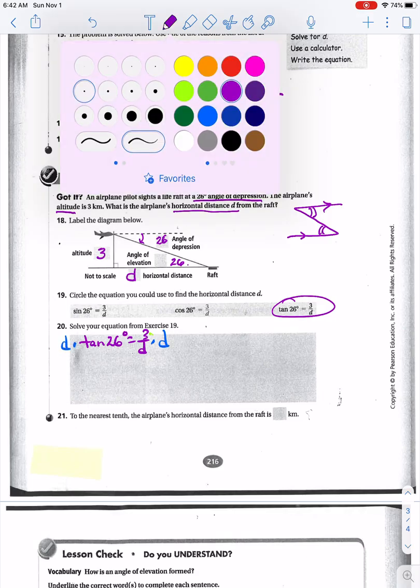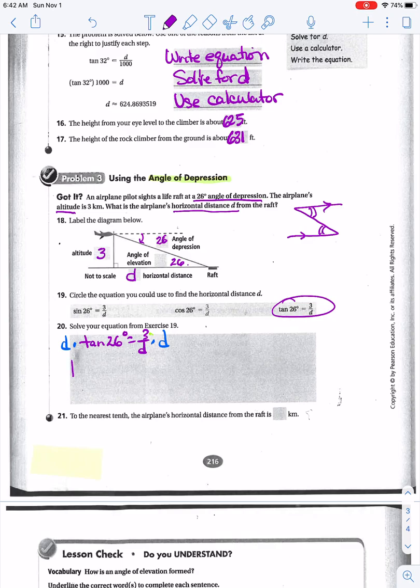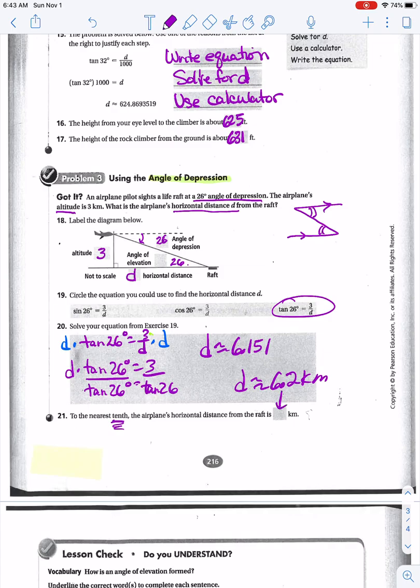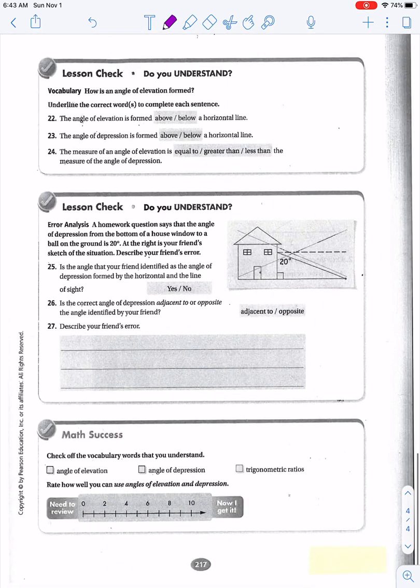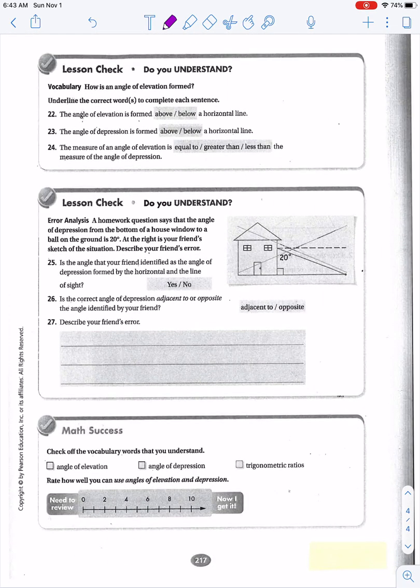So D times tan 26 equals 3. Divide both sides by tan of 26, and you'll have D. I had it about 6.151, and they want us to round to the nearest tenth, so we'll say that is about 6.2 kilometers. Okay, awesome. Just a little bit more to go, and we'll be through a review of angle of elevation and depression.